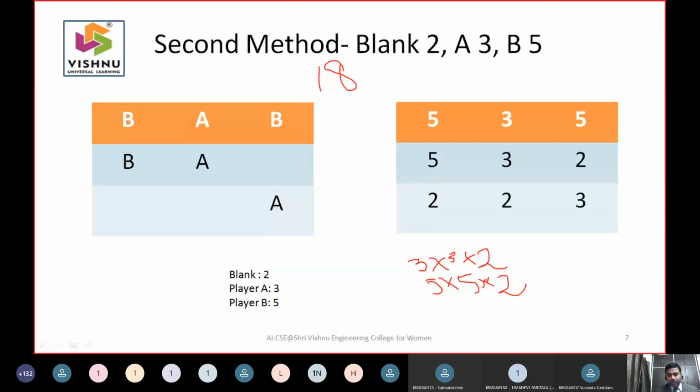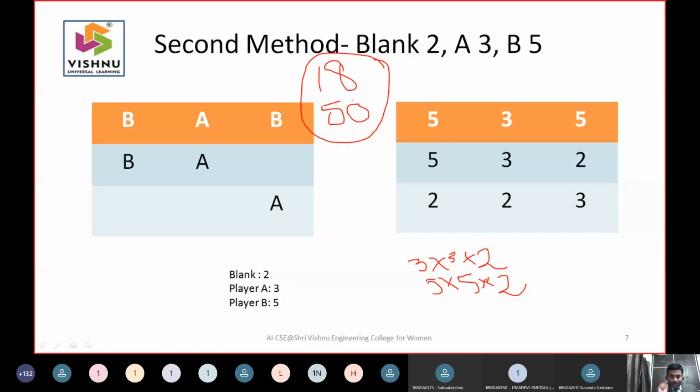What is the other value? 5 into 5 into 2, that value is 50. So every time you have to compute these 8 values. In these 8 values, if you get 18 or 50, you have to stop. When you have a 50, the meaning is B is going to win. So you need to keep a 3 there so that B cannot win. If you are getting 18, A is going to win.